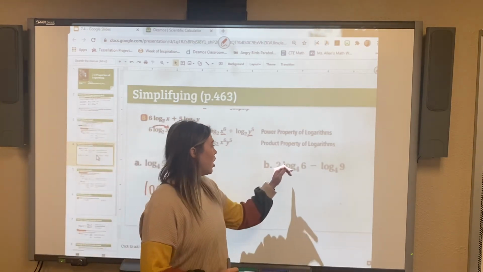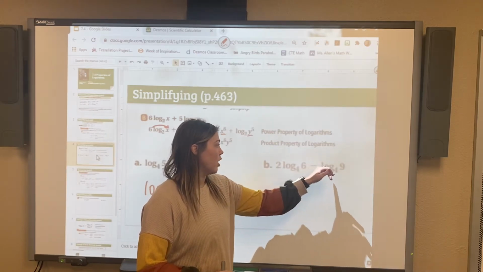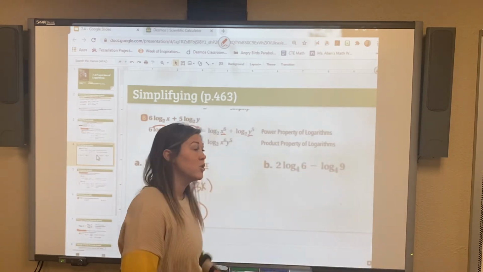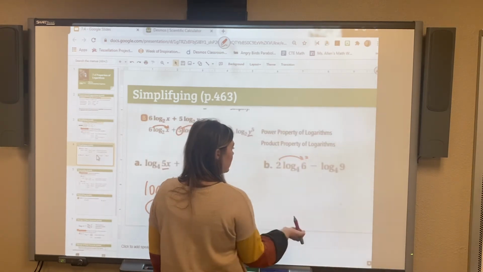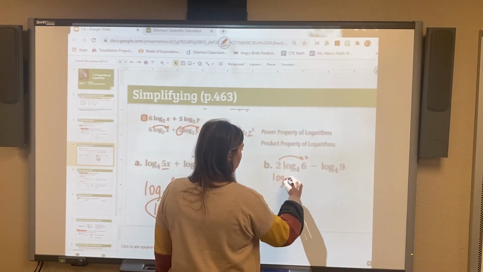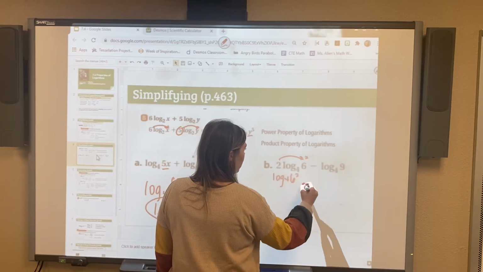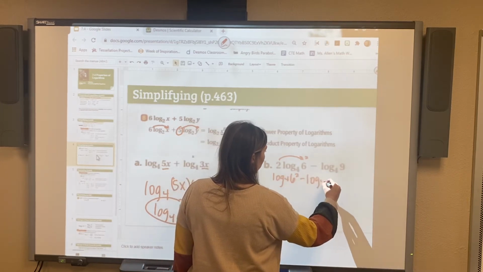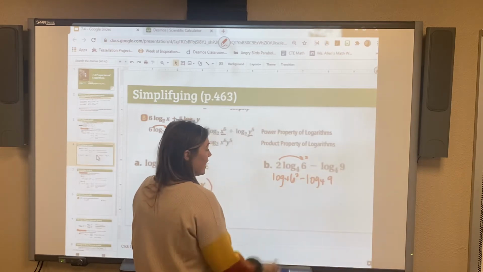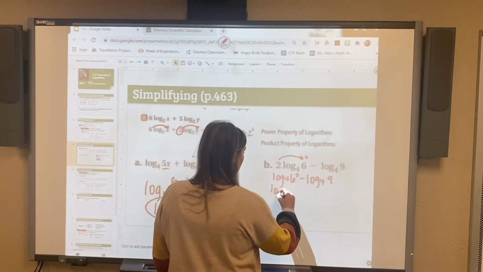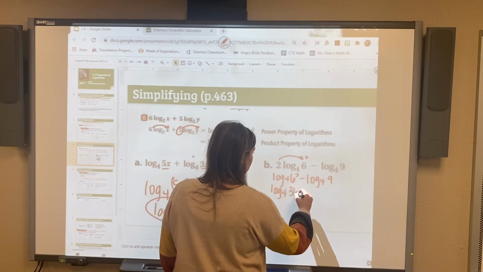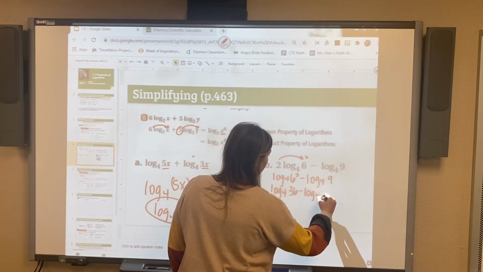Now let's look at B. So we have 2 log base 4 of 6 minus log base 4 of 9. First we have a 2 here, so this 2 needs to be an exponent of the 6. So we have log base 4 of 6 squared minus log base 4 of 9. 6 squared is 36, so I'm going to go ahead and do that. So log base 4 of 36 minus log base 4 of 9.